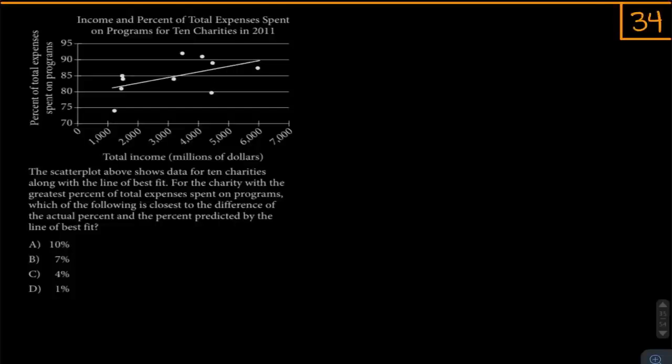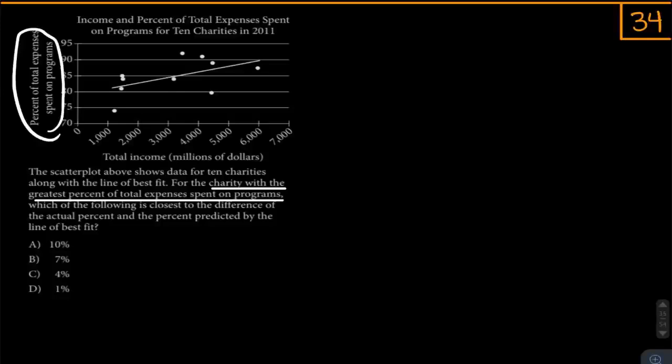For the charity with the greatest percent of total expenses on programs, right? Which charity is it talking about here? Well, each one of these dots, right, represents a charity, okay? And percent of total expenses spent on programs is the y-axis here. So if we're trying to see which one has the greatest percent of total expenses, well, it would be the one that's highest up on this axis, right? And that's this charity right here.